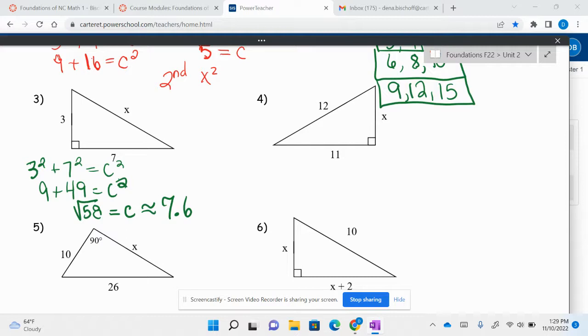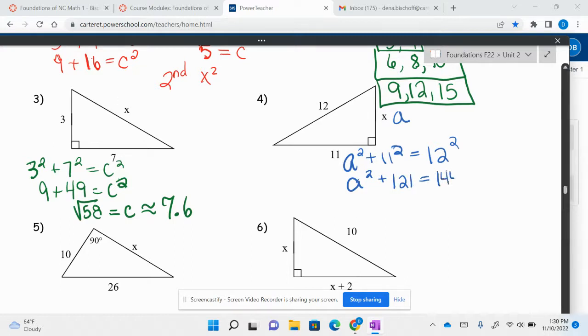For example number 4, what are we trying to find? Yeah, but what side is that? It's one of the legs, right? So let's call it a for a second. So a squared plus 11 squared equals 12 squared, because it's one of the legs, right? So we don't know what a squared is, but we know that 11 squared is 121. And we know that 12 squared is 144.